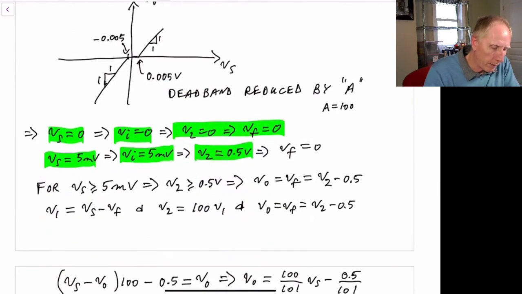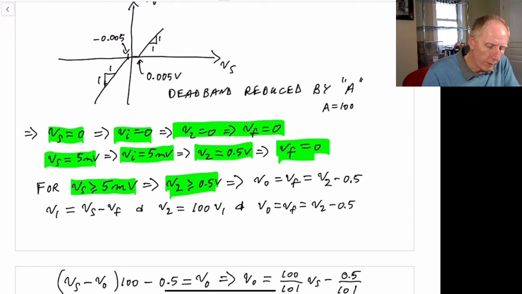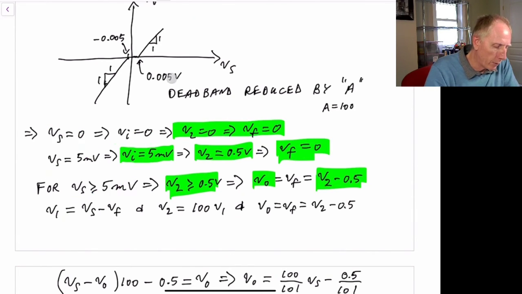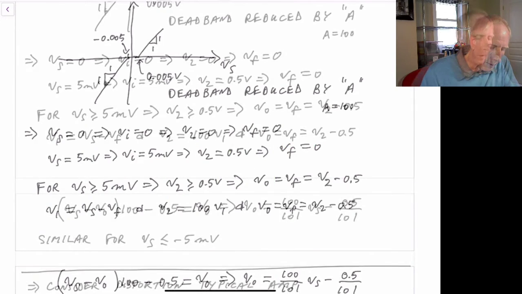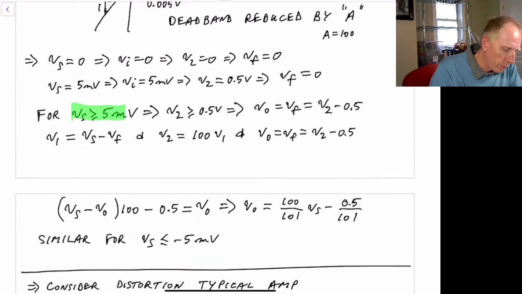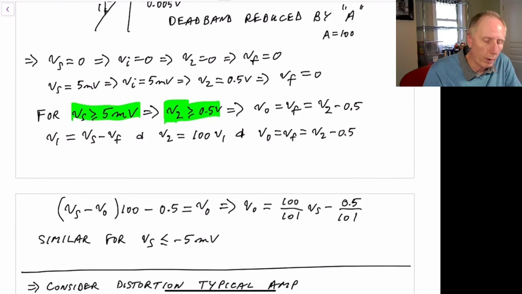And we see now that Vf will still be 0, but once Vs becomes greater than 5 millivolts, V2 becomes greater than 0.5 volts. So Vout will now start to become V2 minus 0.5 volts, and it will just track that. So in the case where Vs is greater than 5 millivolts, V2 will become greater than 0.5 volts. So we'll have that Vout is equal to Vf, because our feedback is directly connected back, and that will now equal V2 minus 0.5 volts.